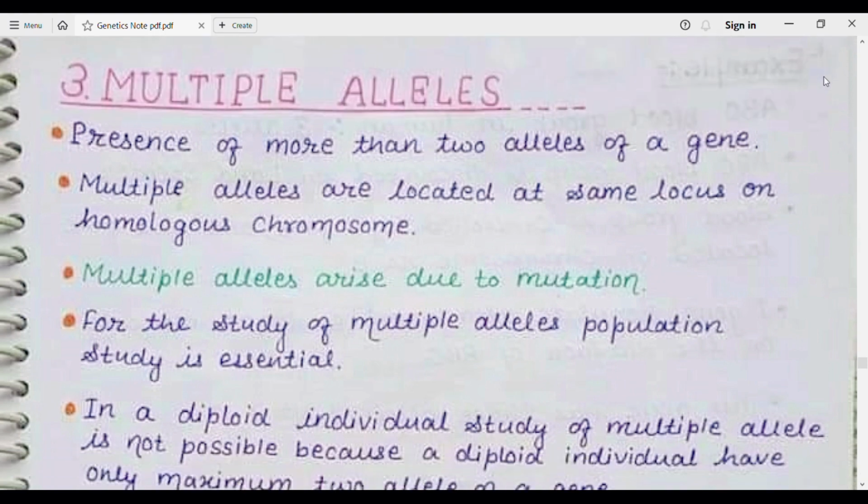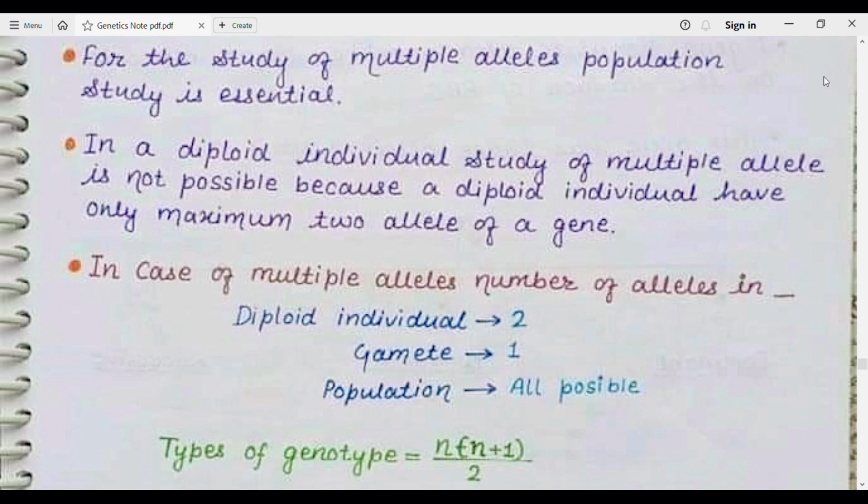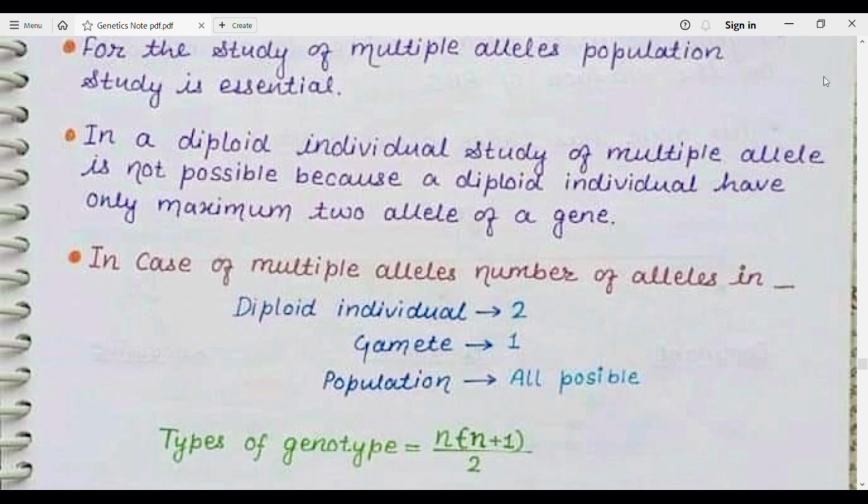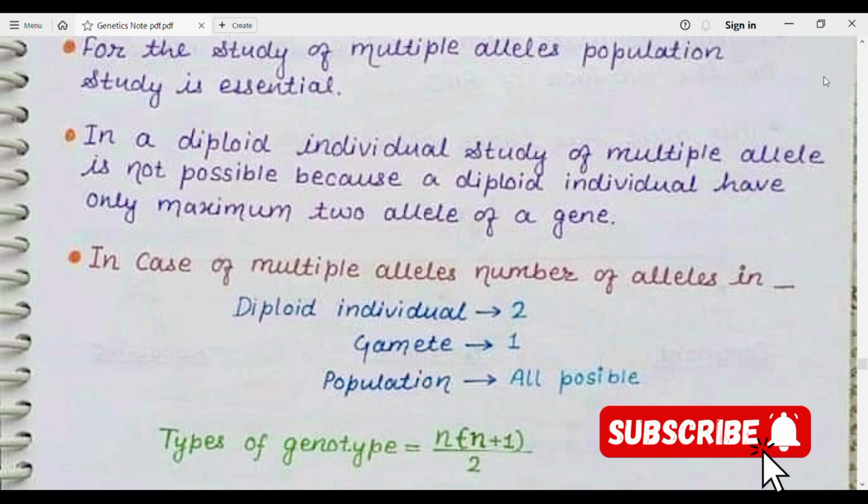In a diploid individual, study of multiple alleles is not possible because a diploid individual has a maximum of only two alleles of a gene. As we know that multiple alleles arise due to gene mutation, some genes may have as many as 300 alleles.